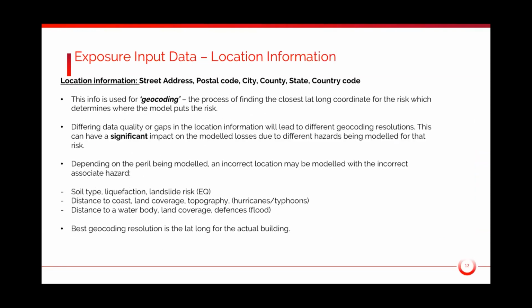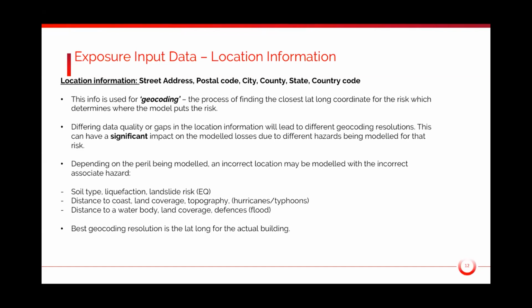So let's start by talking about location information. This is fundamental and mandatory data that needs to be imported into a CAT model for the model to be successful. So you have your street address information, your postal code, city, county, state, depending on which country you're in. And these are used for the process of geocoding. Geocoding is assigning a lat long or the closest lat long coordinate for that risk. And that's going to determine where the model puts that risk or models that risk. So having different data quality and having gaps in your data will lead to different geocoding resolutions. And these will obviously have a very significant impact within the model, and it will affect your model losses.